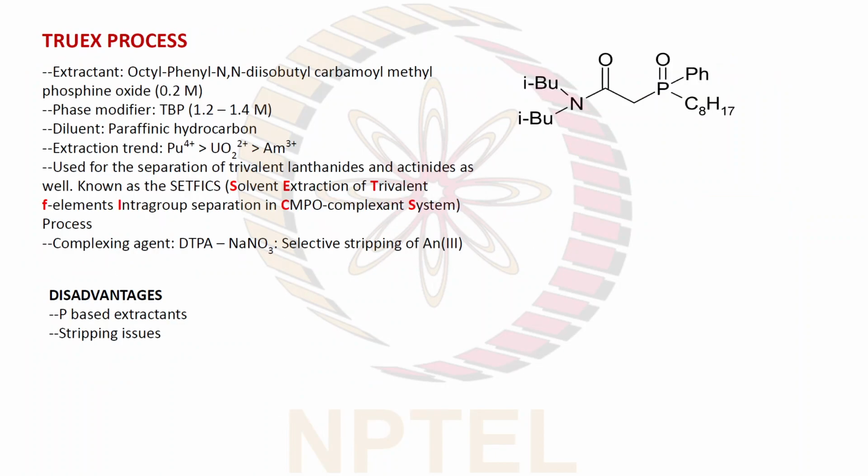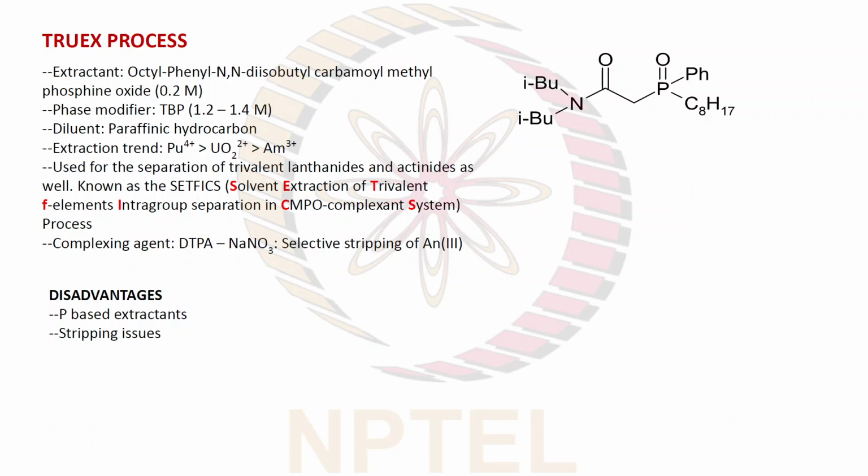So talking about the Truex process, the extractant is octyl phenyl N,N-diisobutyl carbamoyl methyl phosphine oxide, 0.2 molar. The phase modifier is TBP, 1.2 to 1.4 molar. The diluent is paraffinic hydrocarbon.